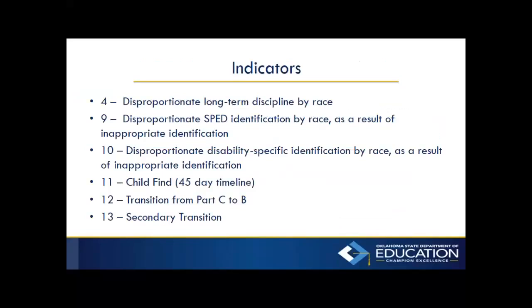11 is your child find, the 45-day timeline between consent and evaluation. 12 is transition from Part C to B, meaning the IEP and evaluation completed by the 3rd birthday. And 13 is that all secondary transition requirements have been met. 11, 12, and 13 are considered 100% compliance indicators on the annual performance review. The state must be at 100% compliance, and therefore districts must be at 100% compliance.